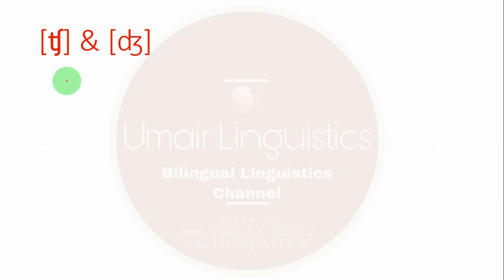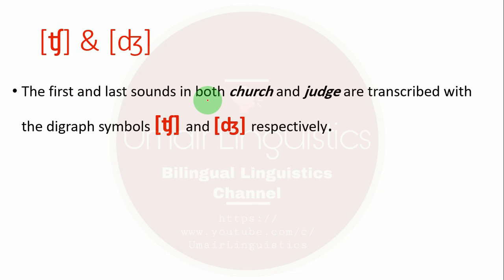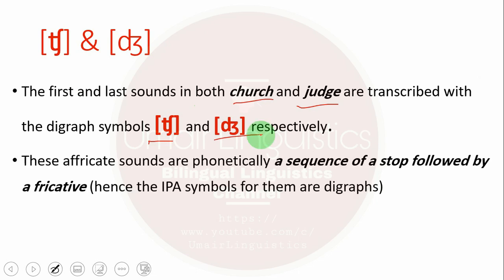So if we look at these two symbols now, these are very important, and there are some issues related to them. The first and last sounds in both church and judge are transcribed with the digraph symbols ch and j respectively. And actually these sounds are affricates, and phonetically they are a sequence of a stop followed by a fricative. We have already discussed in chapter 1 that there are two manners of articulation involved in the production of these consonant sounds: first there is a stop and then it is followed by a fricative. Therefore we call them affricates.